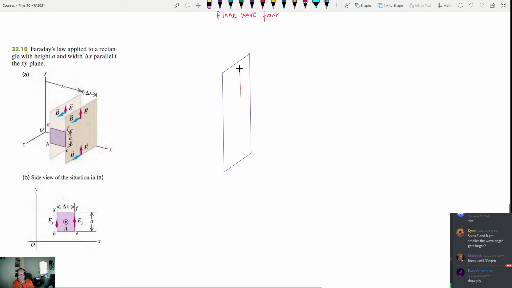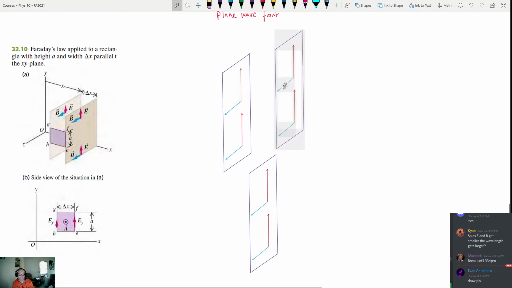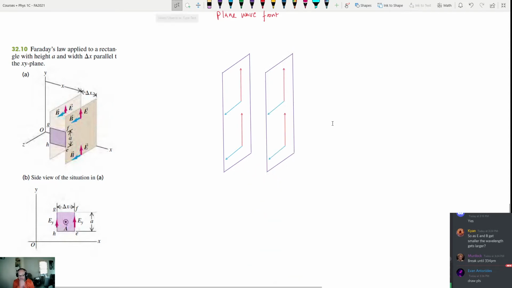So we're going to have an electric field vector that looks like this. We're going to have a magnetic field vector that's perpendicular to that. We'll use blue for that one. We need to make it parallel to the plane. So there's E and B, and then let's copy paste that down to indicate that all along the same plane, we're going to have the same values for these things. Then we need to take this whole thing, copy paste it, and put them parallel to each other.